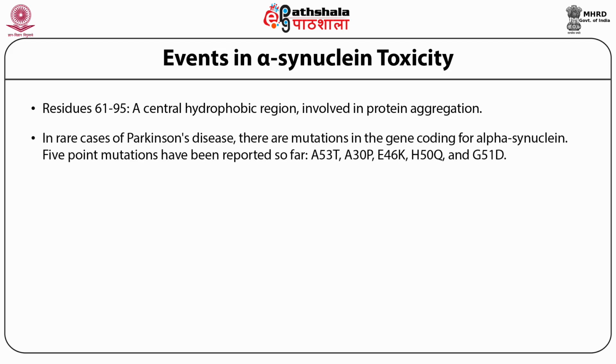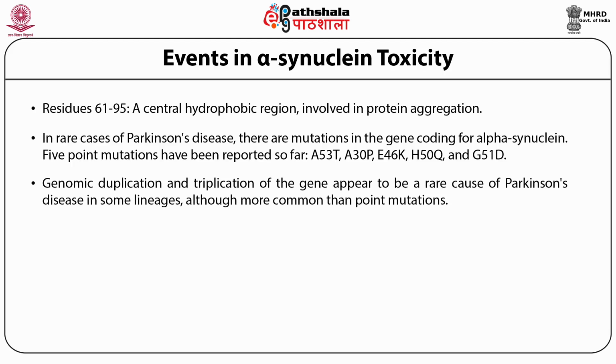In the rare cases of Parkinson's disease, there are mutations in the gene coding for alpha synuclein. Five point mutations have been reported so far: alanine to threonine at the 53rd position, alanine to proline at the 30th position, glutamic acid to lysine at the 46th position, histidine to glutamine at the 50th position, and glycine to aspartic acid at the 51st position.